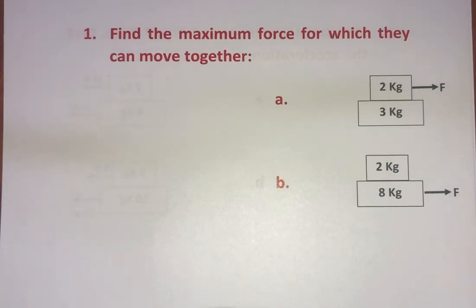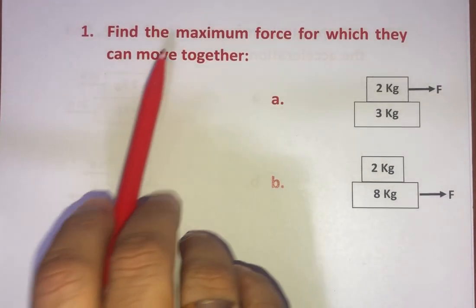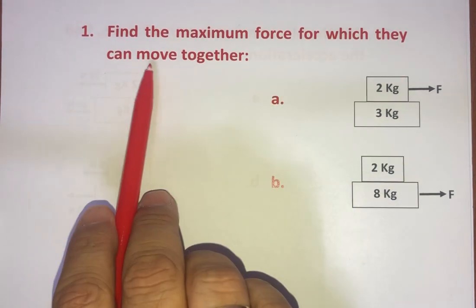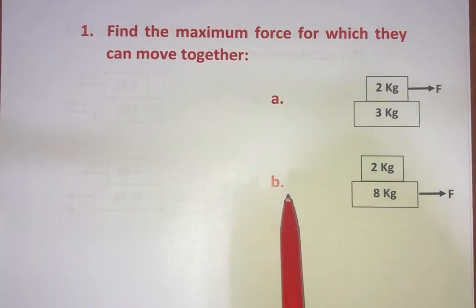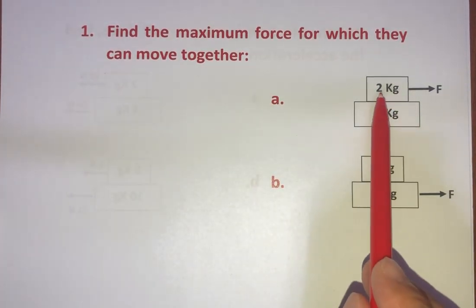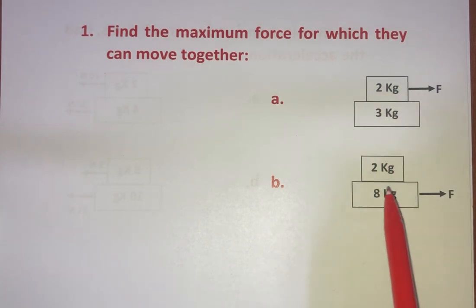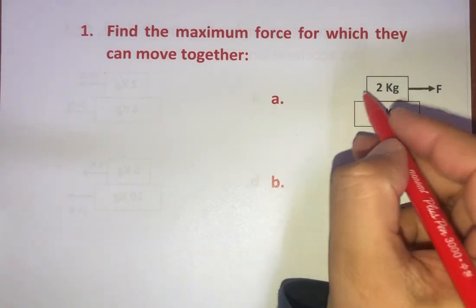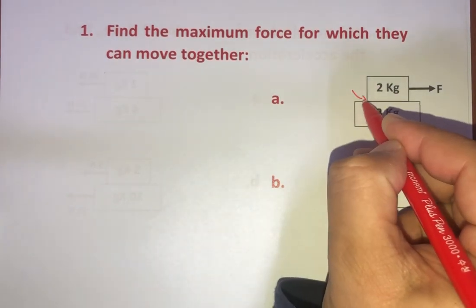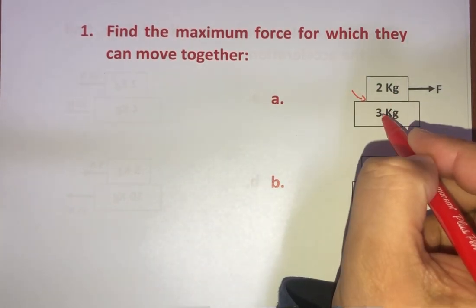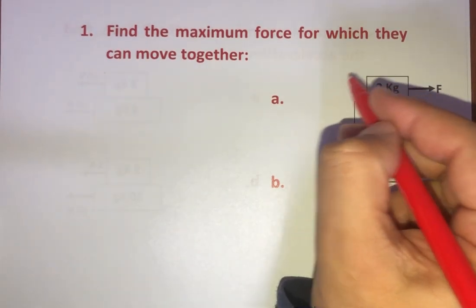Hello friends, so in today's question, find the maximum force for which they can move. So we have two examples here. In the first case, the weight is given as 2 kg and 3 kg. In the second case, the weight is 2 kg and 8 kg. And the coefficient of friction between the 2 kg and 3 kg is given as 0.5.